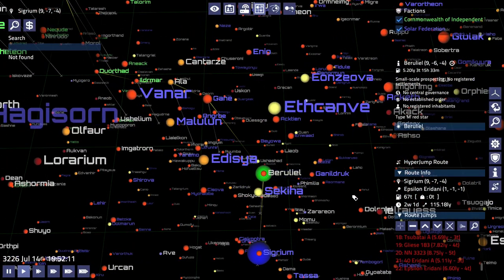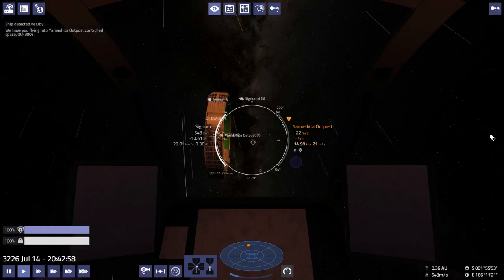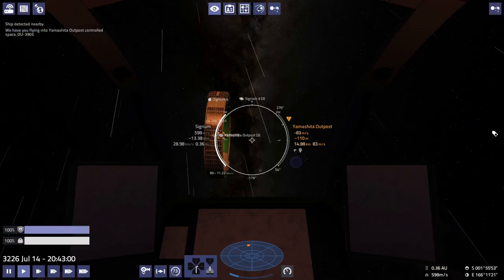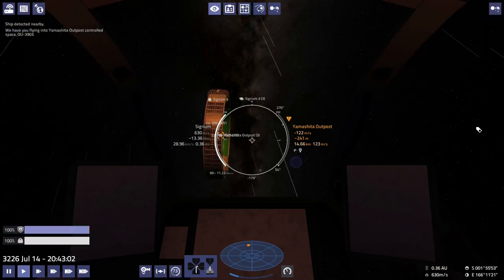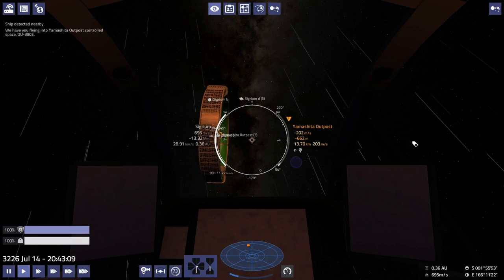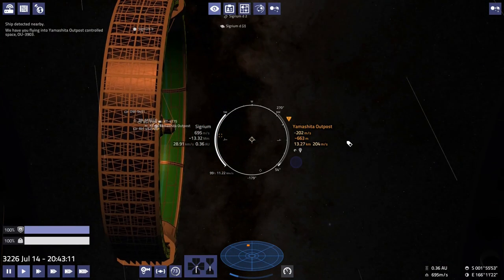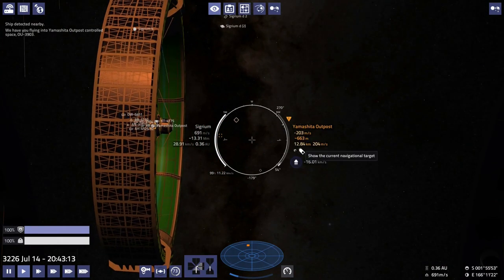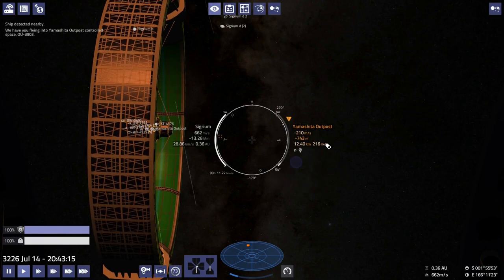We're also leaving Sigrium because one of the space stations here is out of whack. And we'll take a look at a video of that real quick. Okay, so we are here at Yamashita Outpost, and this is kind of screwed up at the moment.